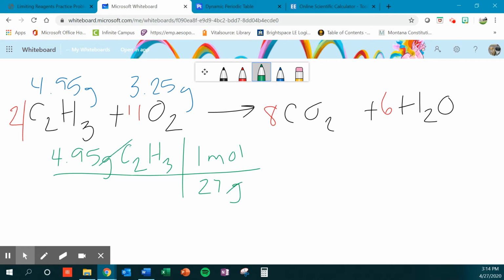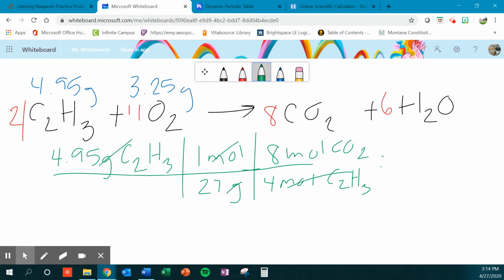I now have moles of C2H3, but I want to get to moles of carbon dioxide. And so I use the mole ratio from the balanced chemical equation to get that. So I know that there's 4 moles of C2H3 for every 8 moles of carbon dioxide. Okay. And so then moles of C2H3 cancel, and I'm left with my moles of CO2.